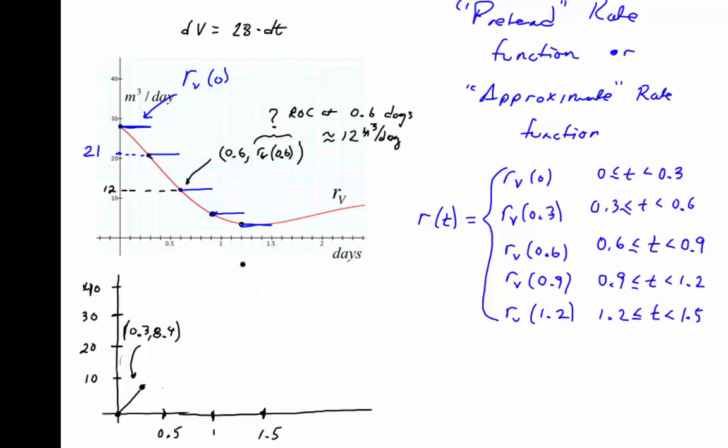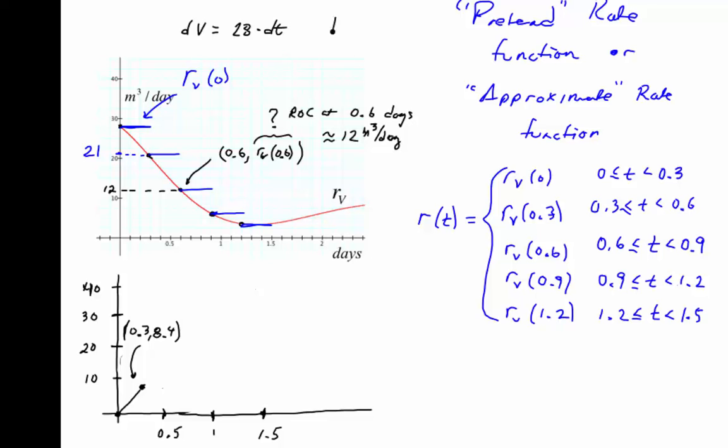So the first thing we need to know is, what does a rate of change of 21 meters cubed per day mean? Somebody know? Levi, do you know? Good. You got it. So for any change in days, the change in volume is 21 times that change in days. That's what that rate of change means. So therefore, what change in volume do we have over this moment from 0.3 to 0.6?